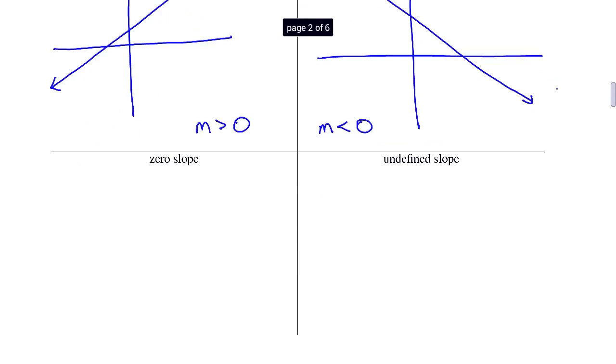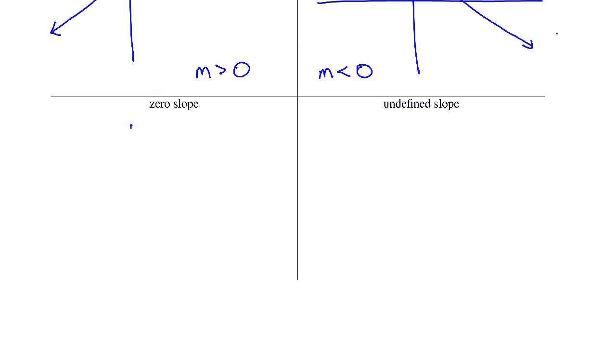We can also have 0 slope, as in example 2. A line with 0 slope is a horizontal line.